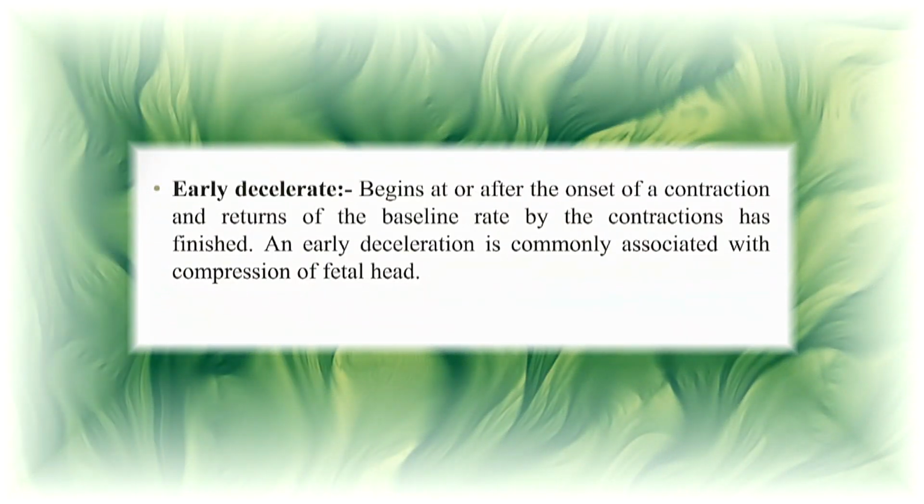In case of early deceleration, the fetal heart rate starts to decline as the uterine contraction starts. Then it will come back to the normal baseline once the uterine contraction fades or stops. Early deceleration can occur in case of fetal head compression. I will explain once again the early deceleration: it begins at the onset of a contraction and returns to the baseline rate by the time the contraction has finished. An early deceleration is commonly associated with compression of the fetal head.